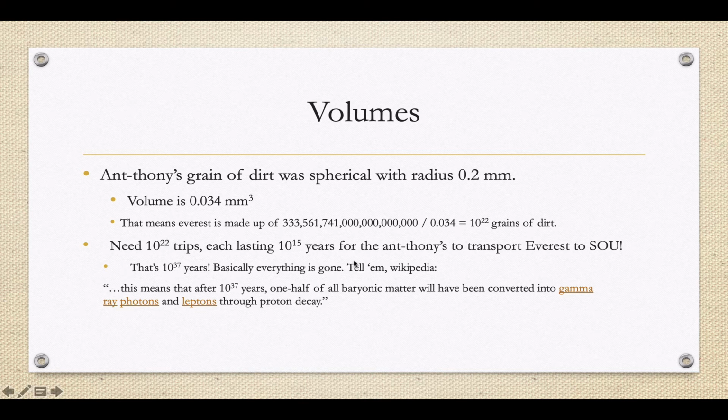I had no way to even explain how long that was, so I figured I'd let Wikipedia do the trick. And what they said is, after the 10 to the 37 power years, half of all baryonic, I have no idea, matter will have been converted into gamma ray photons and leptons. That doesn't sound good. Sounds like pretty much everything's going to be gone. But whatever, I'm not too concerned about it. We're going to assume that everything's still here and that this process can continue.